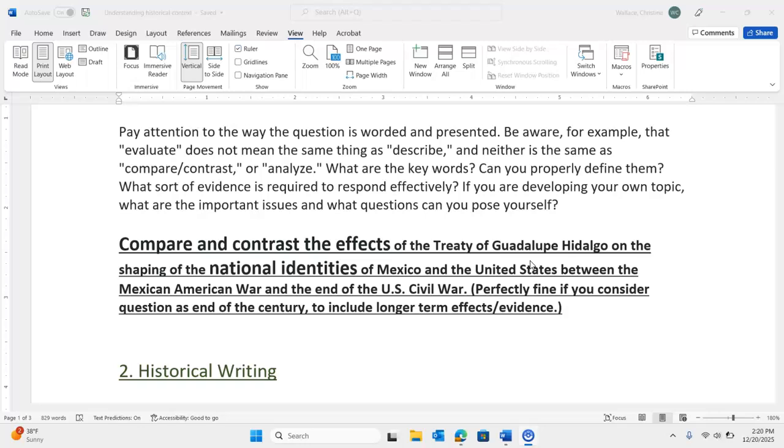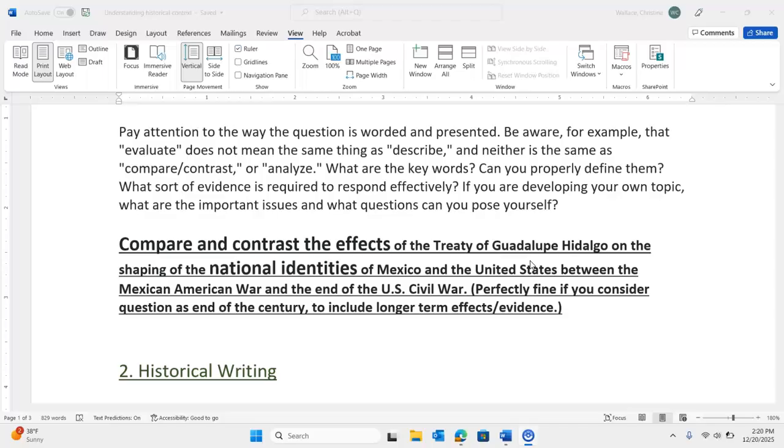or about Santa Anna fighting against U.S. forces or anything like that. You're really looking at the aftermath of the treaty. And you're looking at this in terms of how it affects national identities. That element adds a little bit more abstraction to this question.